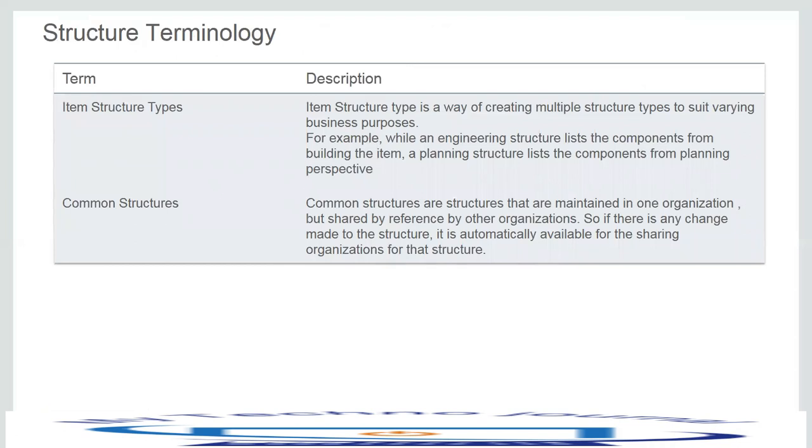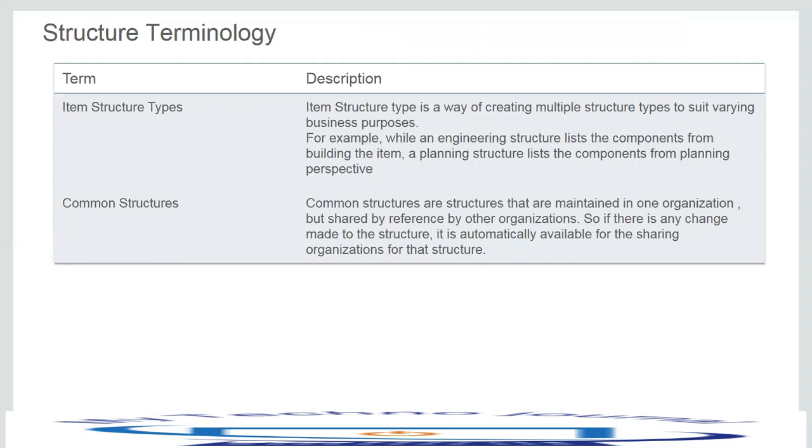The table in this slide basically provides the descriptions for item structure types and common structures. So item structure type is a way of creating multiple structure types to suit various business purposes. As we have taken an example earlier, we could create different structures, one for engineering point of view and one for planning perspective.